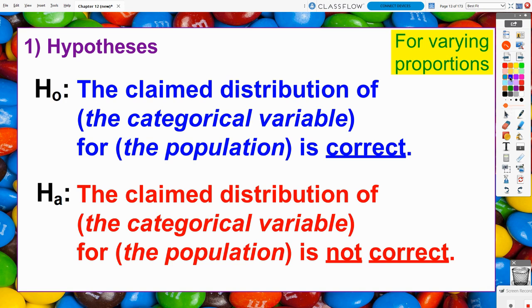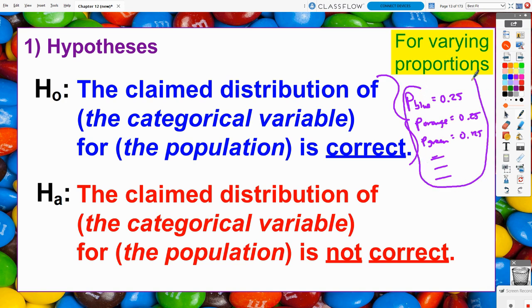Now, here's the thing. We could write our hypotheses in clear words like this. But you could, if you really, really wanted to, instead of saying this, say the proportion of blue M&Ms is equal to 25%, and the proportion of the orange M&Ms is equal to 25%, and the proportion of green M&Ms is equal to 12.5%. And you could write out the yellow, the brown, the red, and you could say all of these proportions are correct. Versus alternatively, at least one of these proportions is not correct.